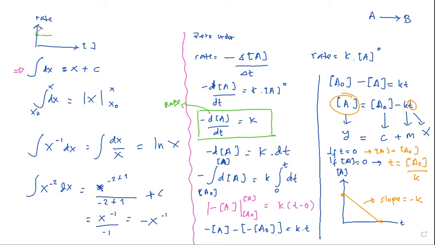So it will produce this type of graph, just a horizontal line like this. That means if you increase the concentration, the rate of reaction will not change at all. So that's why we now see why the zero order reactions produce this type of graph and this type of graph. Okay, understand?